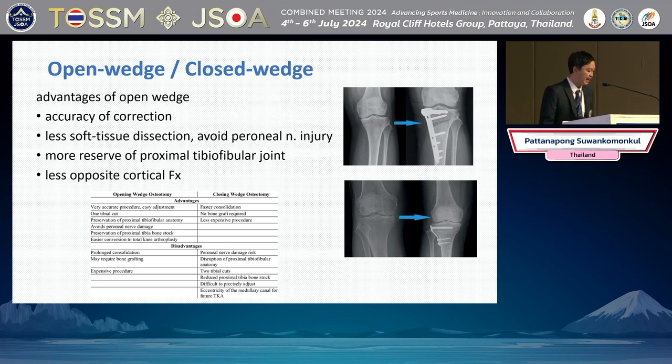So how about the open and closing wedge? The open has many advantages, like you can accurately control your correction, less soft tissue damage, and less peroneal nerve injury. And also you can preserve the proximal tibiofibular joint and have less opposite cortical bone fracture.